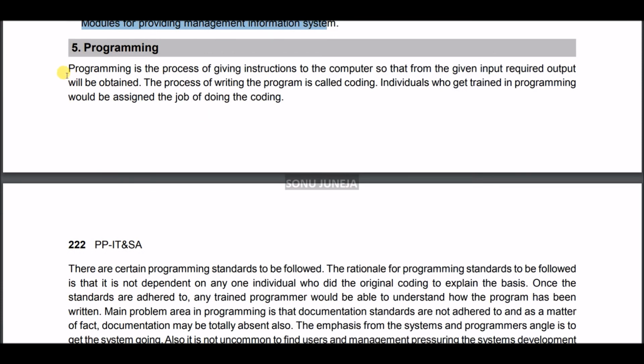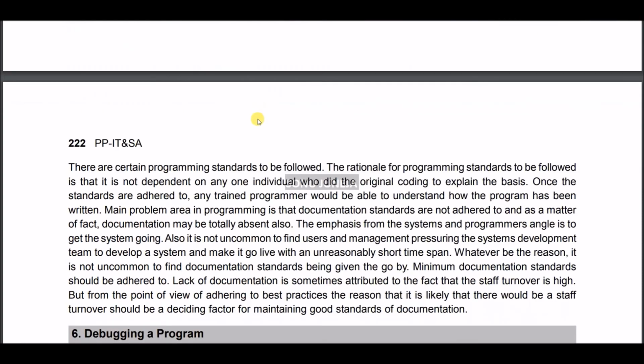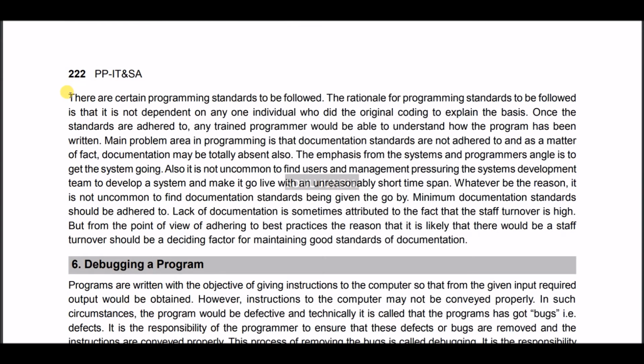Now, creating the program. It is the process of giving instructions to the computer so that from the given input the required output would be obtained, that is, how exactly it's going to function. The process of writing the program is called coding. Individuals who are trained in programming would be assigned the job of doing the coding. So basically IT guys. There are certain programming standards to be followed.